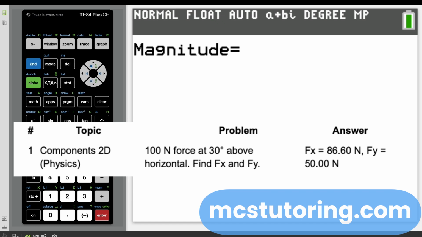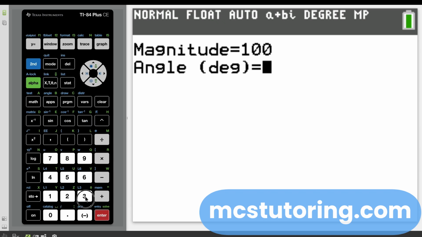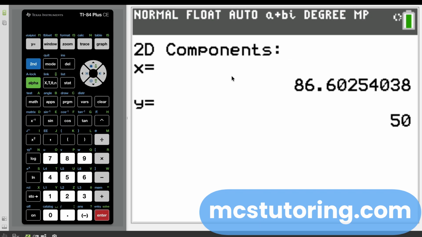Okay, so magnitude is 100, just like the problem asks, and then the angle is 30 degrees. Now, the 2D components: X will be about 86.60, and then Y equals 50. In physics terms, these are your Fx and Fy, your horizontal and vertical force components. Ready to plug directly into a free body diagram or Newton's second law equation. No calculator work needed beyond entering those 2 numbers. Okay, problem 2. Let's go the other direction.